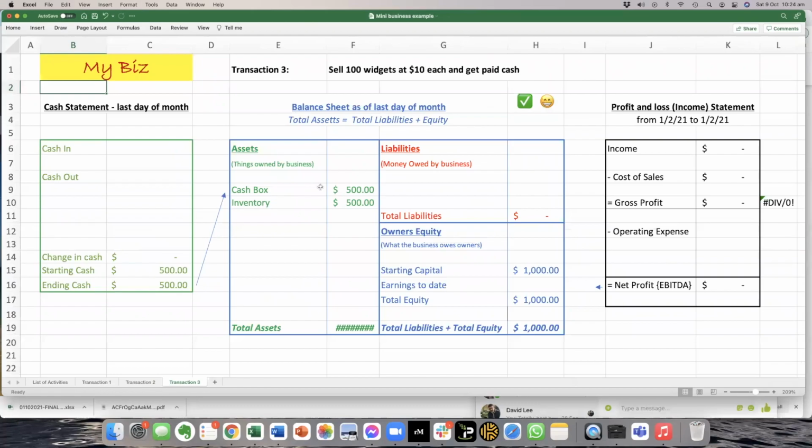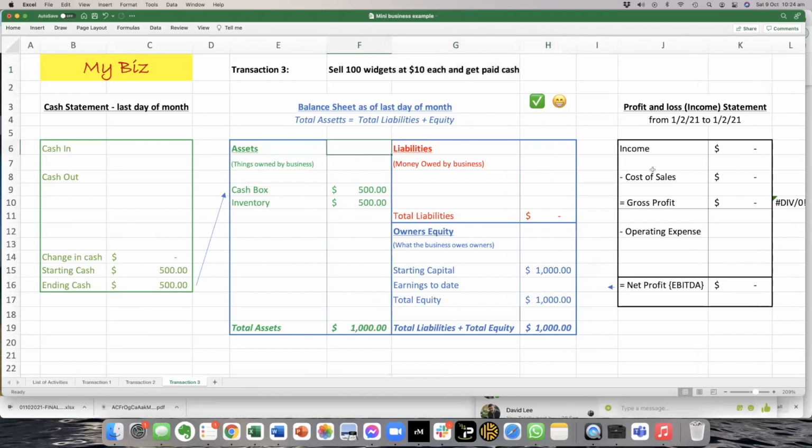Okay, so our third transaction for our business simulator is we get out on the road, we knock on some doors, and we sell 100 widgets at $10 each, and we get paid cash. How does that now work within our flowing of our business and what's going on? So we're on the playing field.